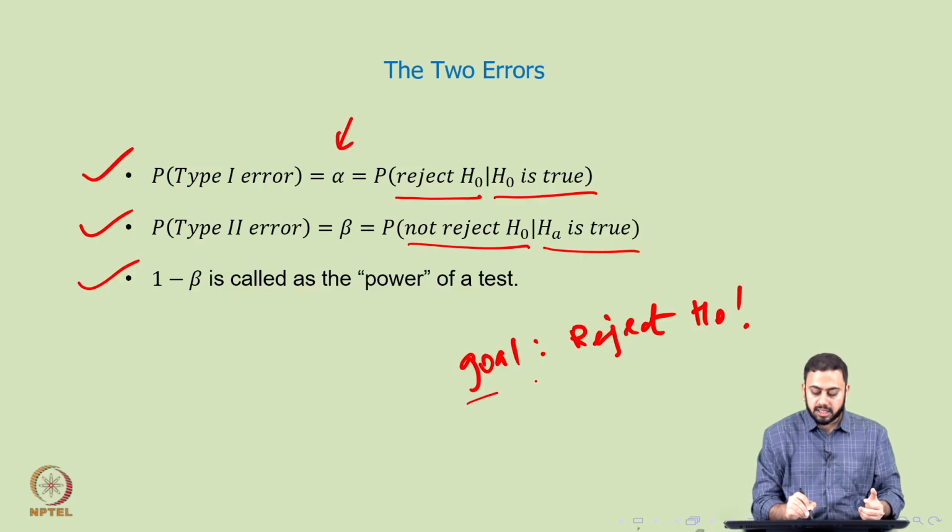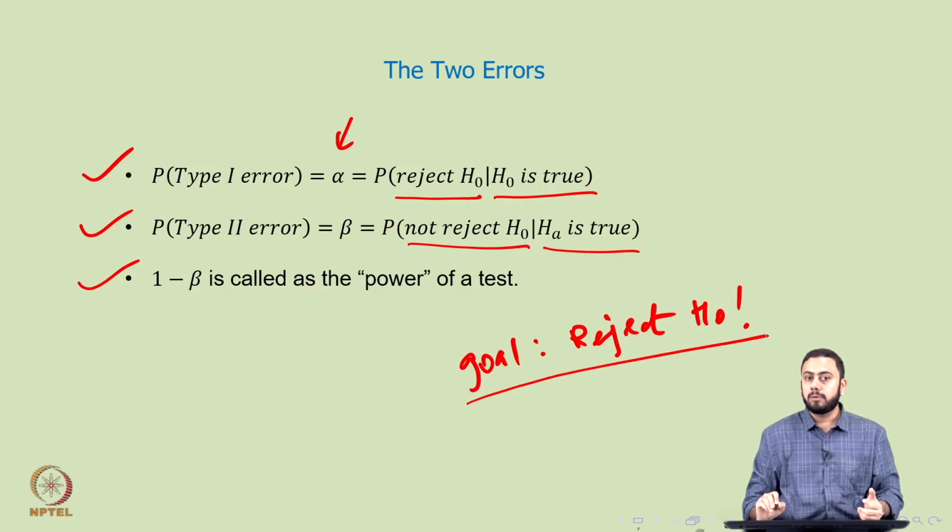So you should always keep this in mind, that if you are creating a testing process, your goal should always be to reject the null. Now if the null is not rejected, well and good, but if the null is rejected, then you are going with the assumption that you are making. Anyways, these two are the errors: type 1 error, type 2 error, and 1 minus beta is called the power of the test.